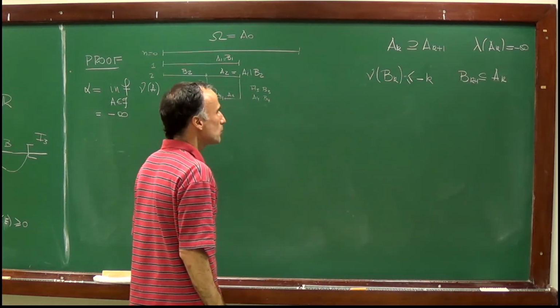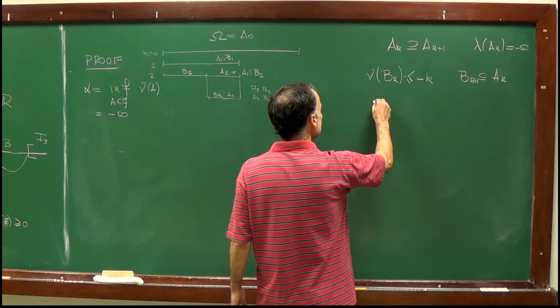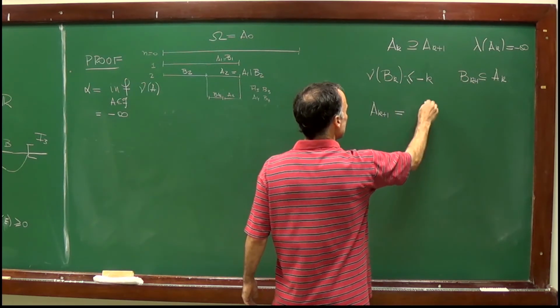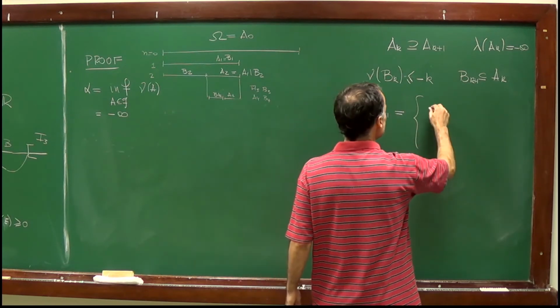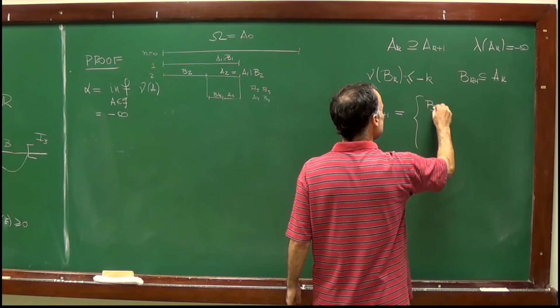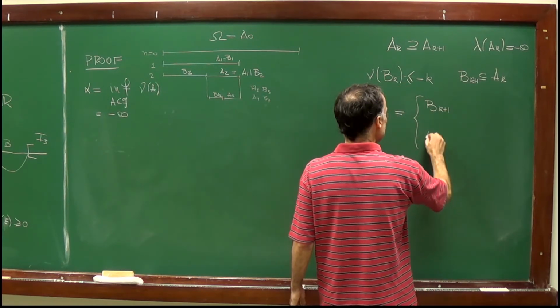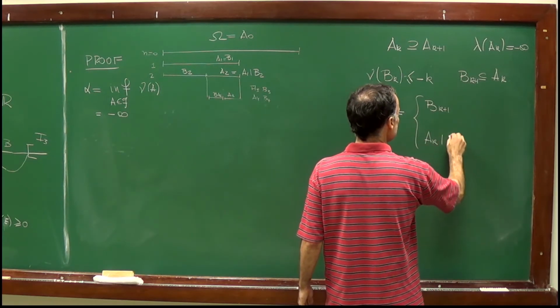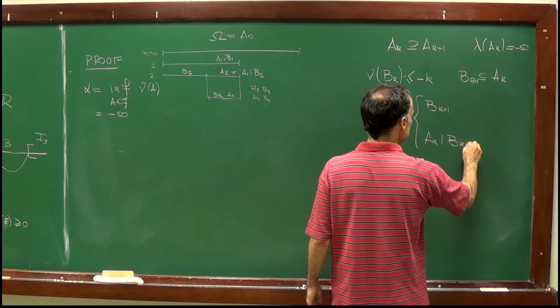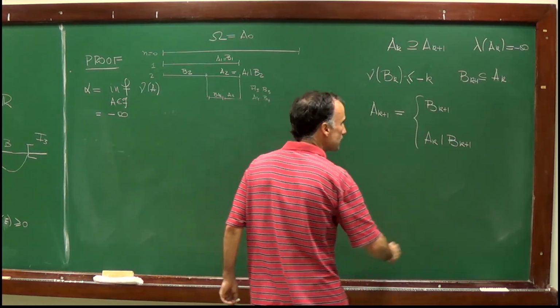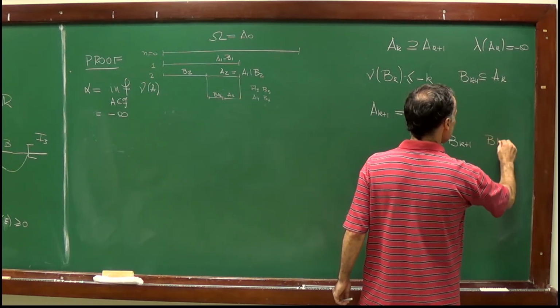And A_{k+1} can be either equal to B_{k+1}, or it can be equal to A_k minus B_{k+1}. And in that second case, I say that there is a bifurcation.